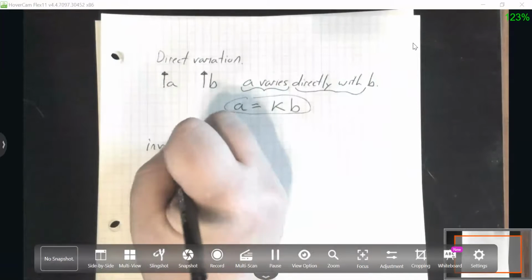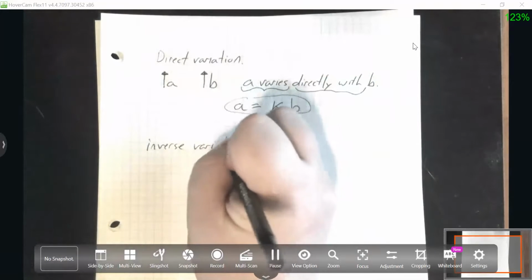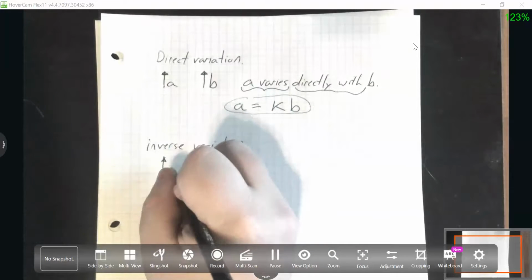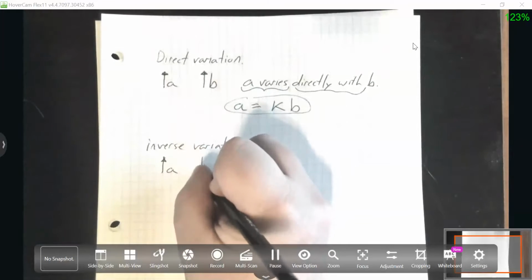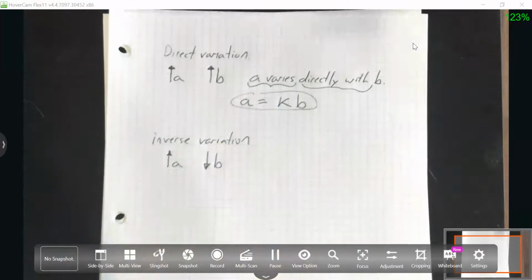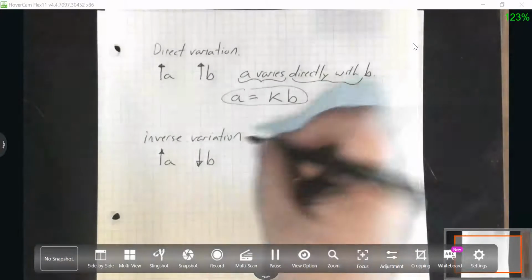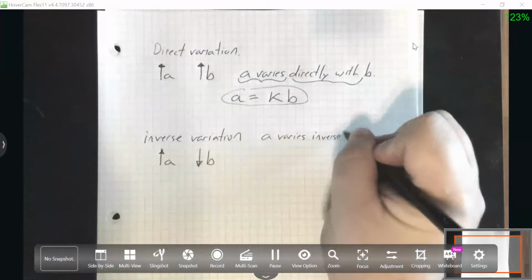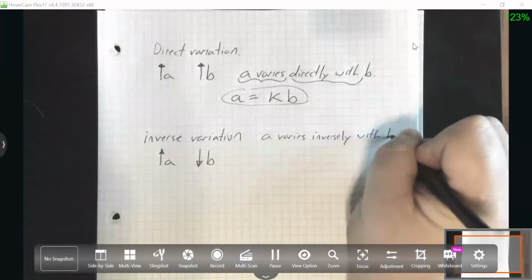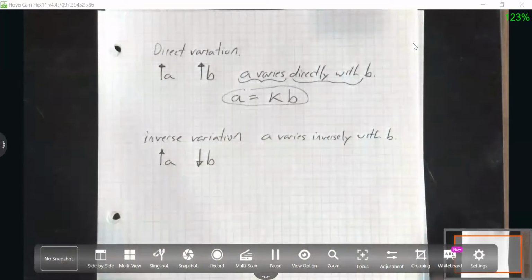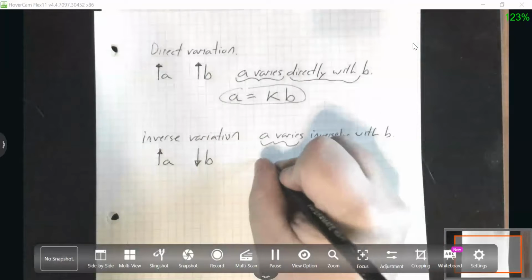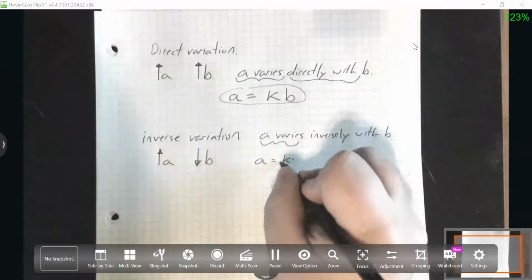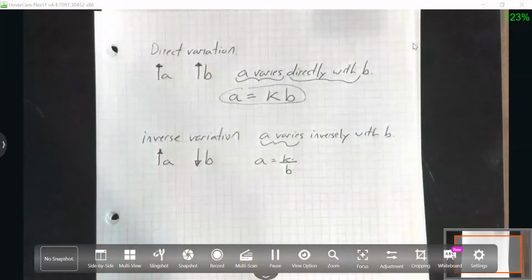Inverse variation means that as one goes up, the other goes down instead. So with inverse variation, we're going to have something very similar. So they could say that A varies inversely with B. So when we go to write a formula involving this, we'll still have A varies, means that we still have A equals K. And then inversely means that we would actually have it as a fraction. So it'd be K over B instead.